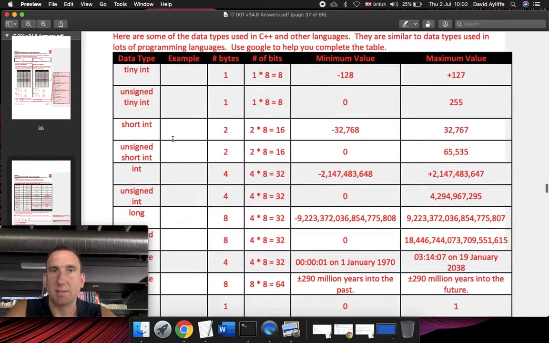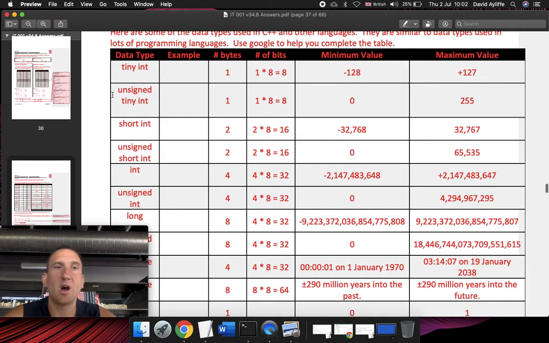Right, okay, so here are the answers. So an unsigned tiny int is the same width as a tiny int. We have 8 bits, but it's unsigned, so we don't need to worry about negative values. So instead of negative 128 through to 0 through to plus 127, we start at 0 and we go up to 255. So still, here we have 256 unique values, and here we have 256 unique values.